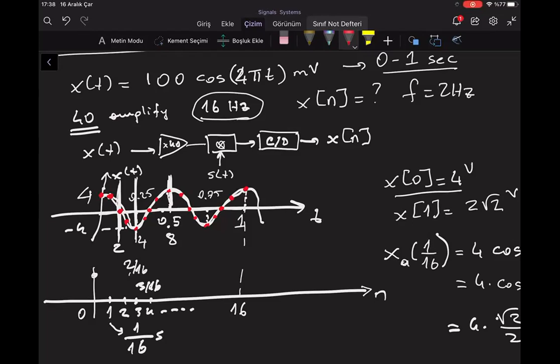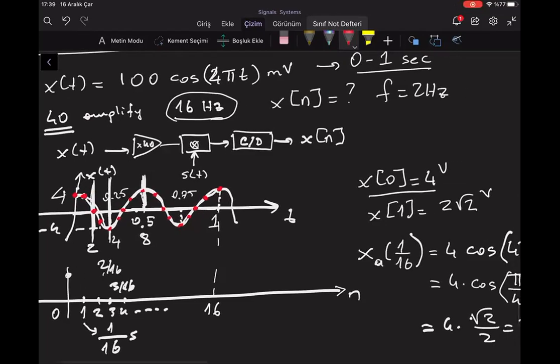So by looking at this, can you tell me what x of 3 is? Minus 2 root 2. Minus 2 root 2. Very nice. Minus 2 root 2, because it is this one, right?